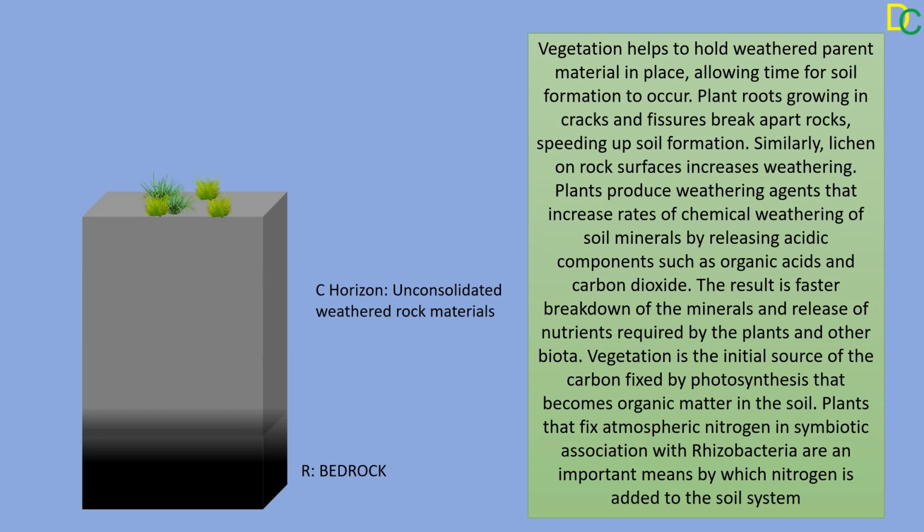Plants produce weathering agents that increase rates of chemical weathering of soil minerals by releasing acidic components, such as organic acids and carbon dioxide. The result is faster breakdown of the minerals and release of nutrients required by the plants and other biota. Vegetation is the initial source of the carbon fixed by photosynthesis that becomes organic matter in the soil. Plants that fix atmospheric nitrogen in symbiotic association with rhizobacteria are an important means by which nitrogen is added to the soil system.